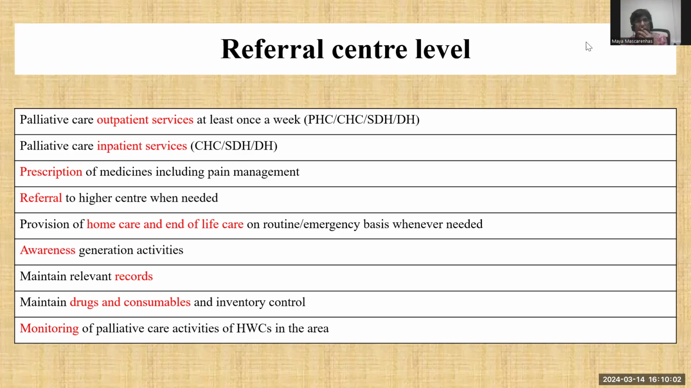Dr. Sunil, can you read these points, please, for referral? Outpatient services at least once a week. Inpatient services. Referral of medicine including pain management. Referral to higher center when needed. Provision of home care and end of life care on routine and emergency basis whenever needed. Awareness generation activities. Maintain relevant records. Maintain drugs and consumables and inventory control. Monitoring of palliative care activities of health and wellness centers in the area.